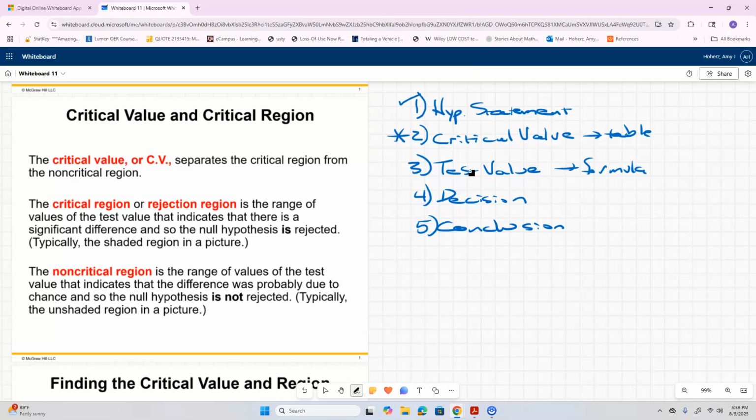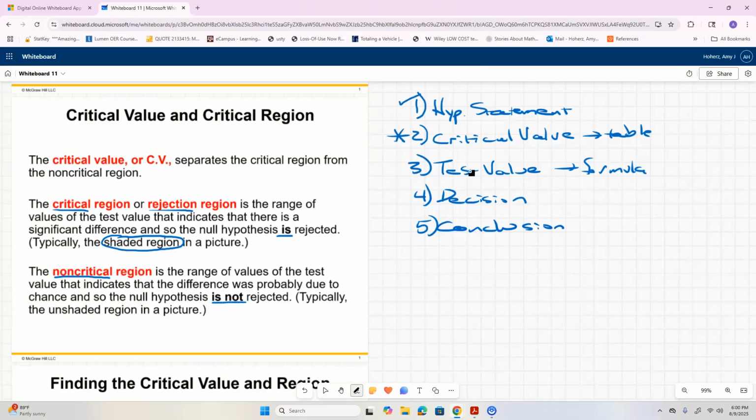How do you find a critical value? So the critical value, very often abbreviated just CV, separates the critical region from the non-critical region. And the critical region, also known sometimes as the rejection region, so critical region and rejection region are the same thing, is the range of values of the test value that indicates that there is a significant difference, and so the null hypothesis is going to be rejected. So if we're in the critical region, we are going to reject. Typically when we draw these, it's the shaded region. If anything is shaded, it's the critical region that's shaded. And then the non-critical region is the range of values that indicates that the difference was probably due to chance, and so the null hypothesis is not rejected.